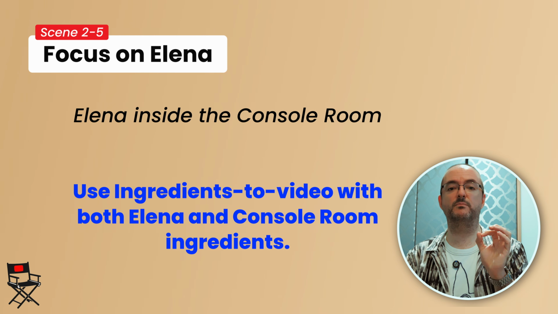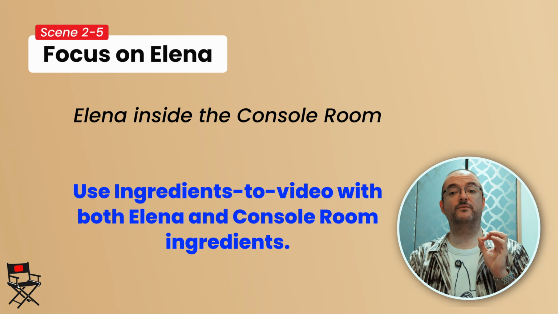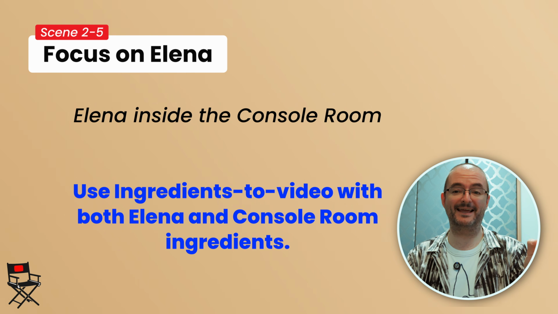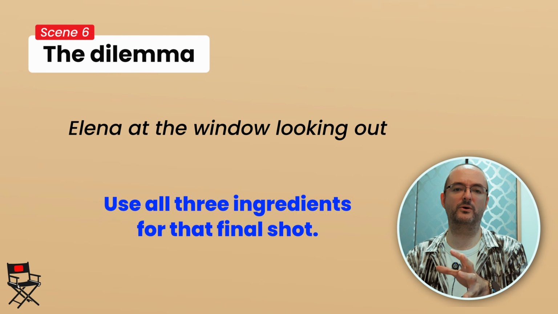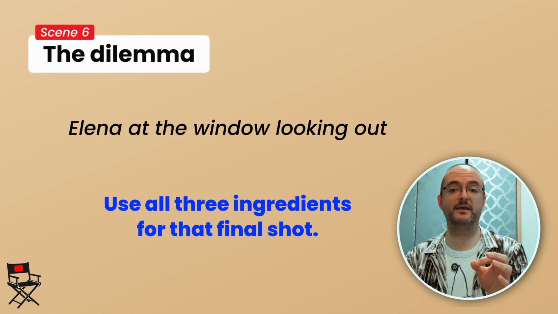Scenes 2 through 5 involve Elena inside the console room, so for those, use ingredients to video with both Elena and the console room ingredients. Scene 6 is Elena at the window looking out. We'll use all 3 ingredients for that final shot. Let's start with scene 1.